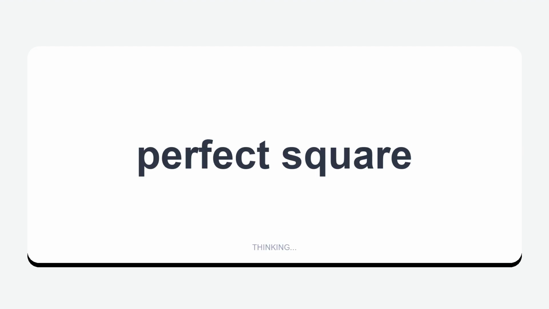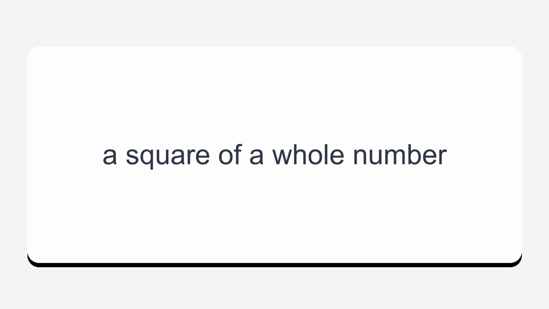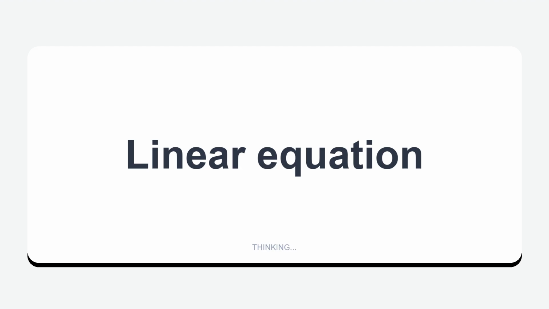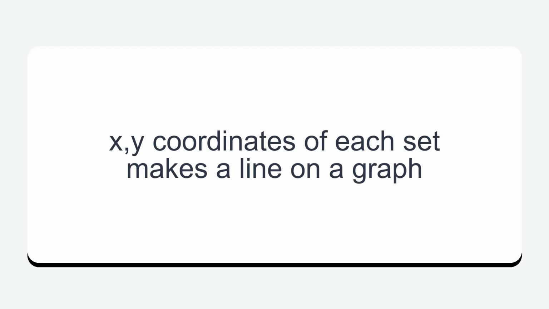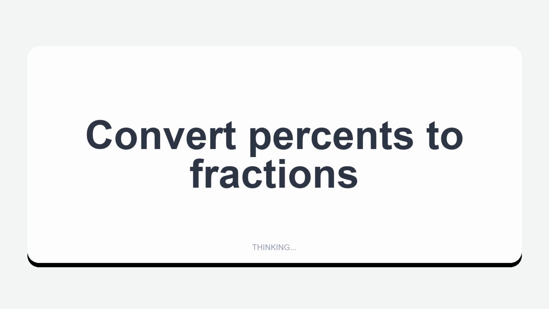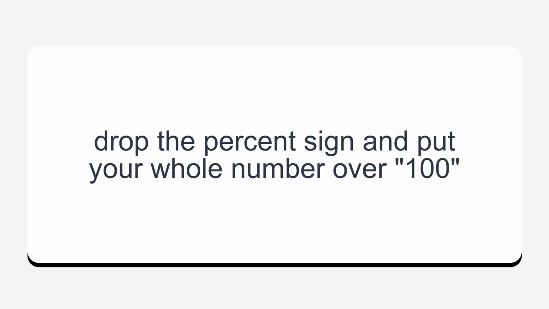Perfect square. A square of a whole number. Linear equation. X, Y coordinates of each set make a line on a graph. Convert percents to fractions. Drop the percent sign and put your whole number over 100.